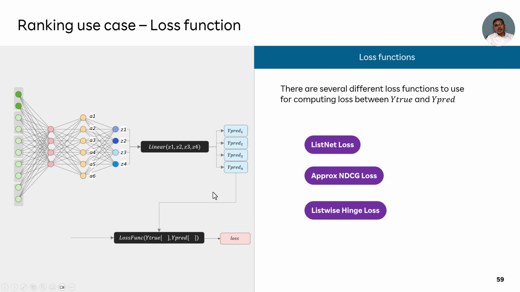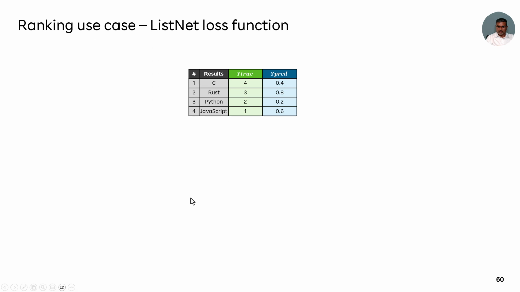So there are multiple types of loss functions that you could use for ranking. There is a thing called list net loss. There is a thing called approximate normalized discounted cumulative gain loss. There's a thing called list-wise hinge loss, and so on. We will look at list net loss here. Okay. So how does list net loss function work? So you have your ground truth value in green, which is your y true. You have your predicted value in blue. Okay. The first step is to create a softmax.